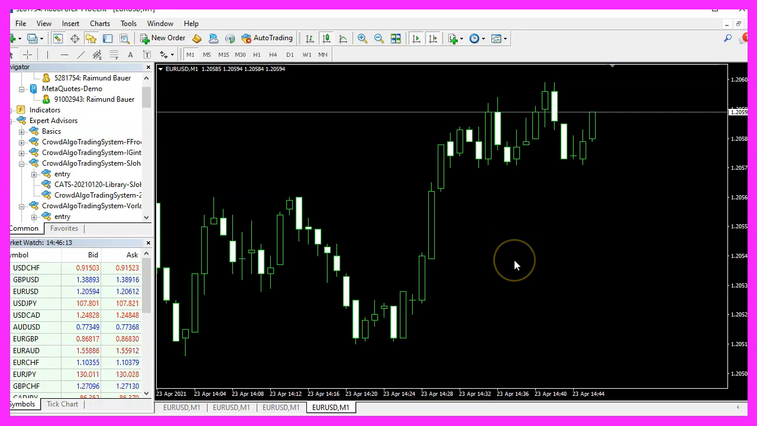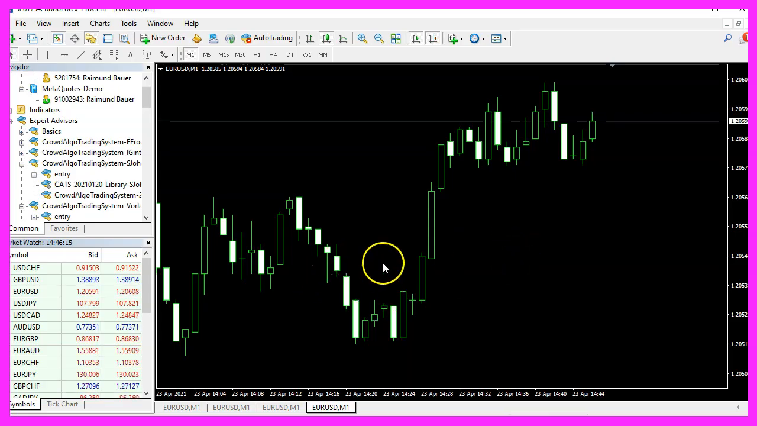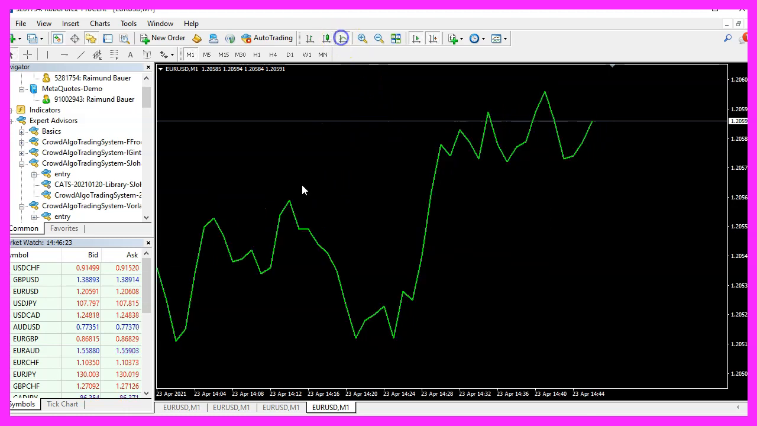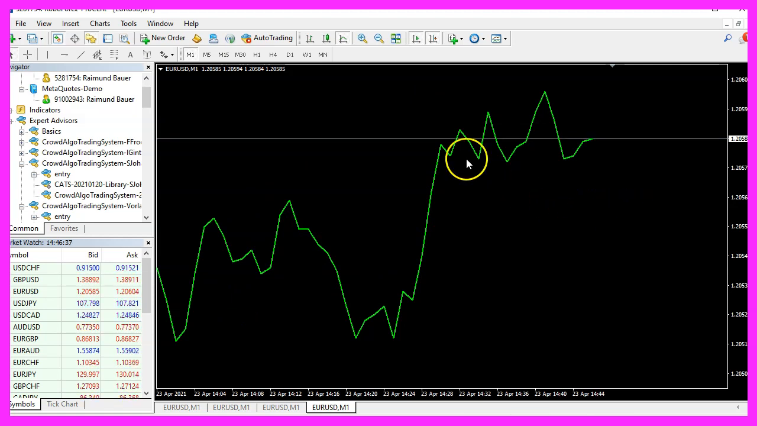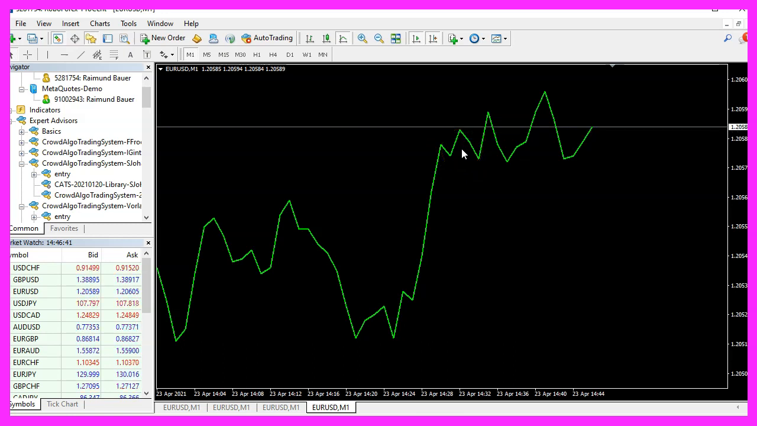Well, for MQL4 we have just price data. There are no candles, but MQL4 is more like this. This is a line chart. So algorithmic trading systems have to identify everything with price data.